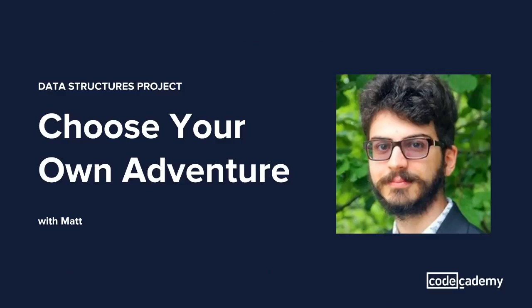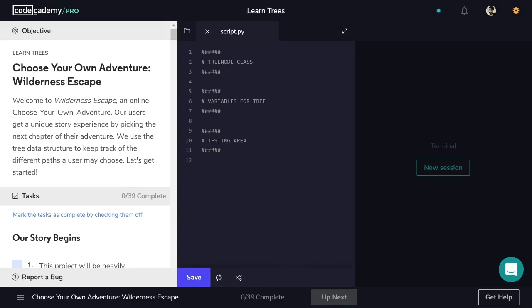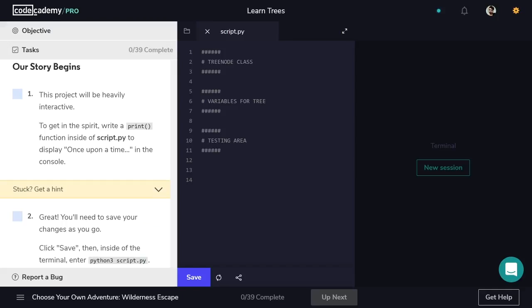In this video, I'll be walking you through the Choose Your Own Adventure project. To complete this project, you'll need to be familiar with nodes, linked lists, parent-child relationships, and trees. Let's get started. In this project, we use a binary tree to create a Choose Your Own Adventure game with branching paths. The first story piece will be the root of the tree, and each decision will take us down one of the branches. To start things off, we'll print the line "Once upon a time" to the console.